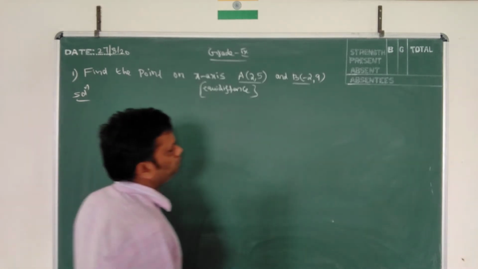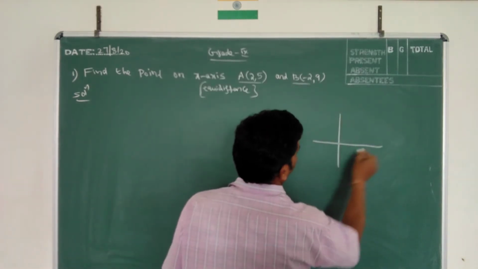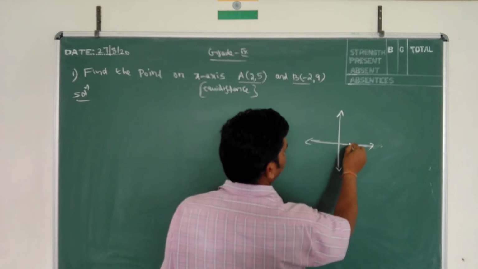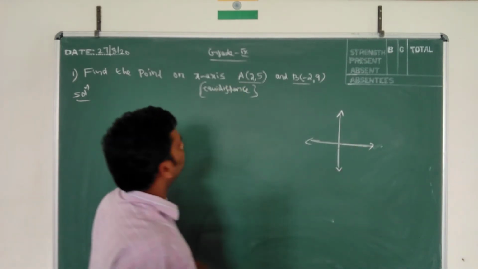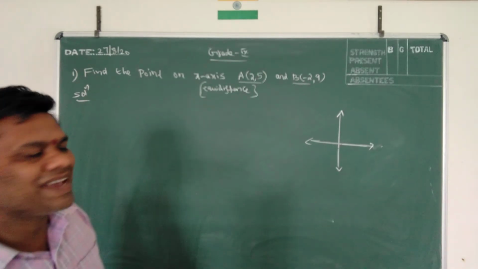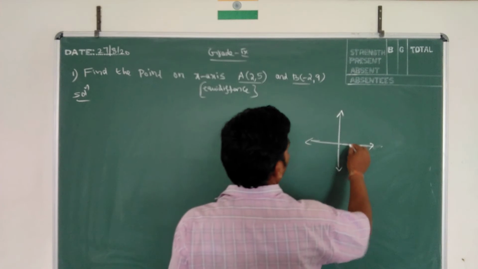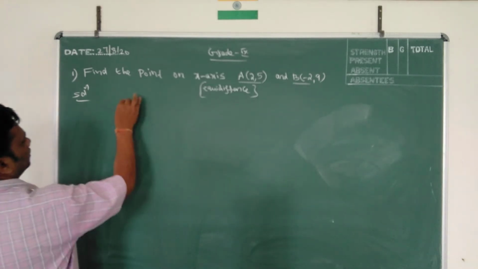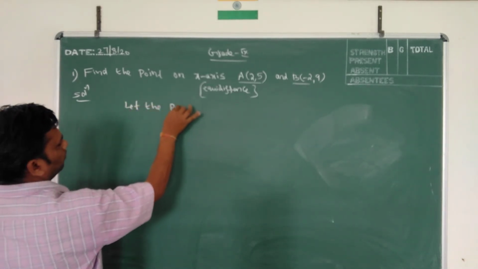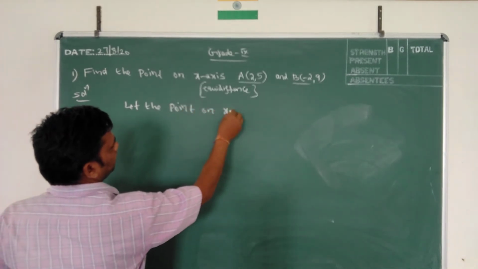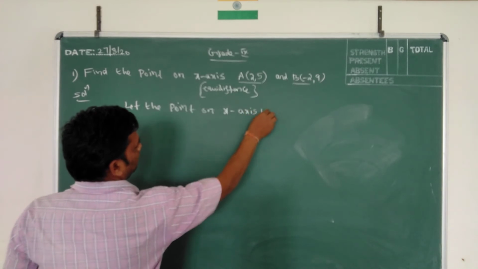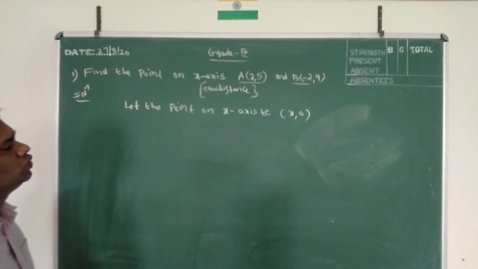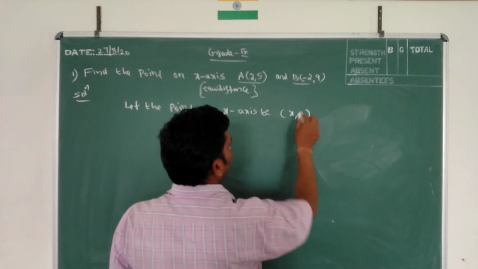See, on x-axis, y coordinate is 0. So, here, let the point on x-axis be x comma 0, because y coordinate is 0 on x-axis.